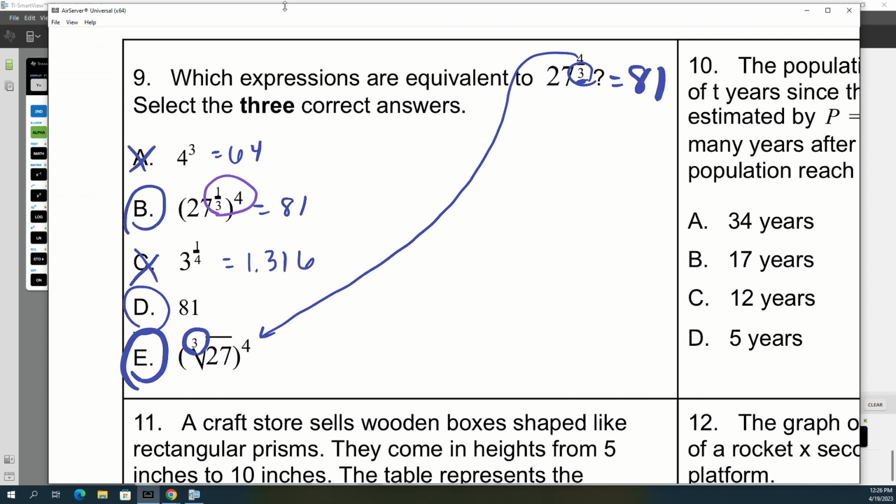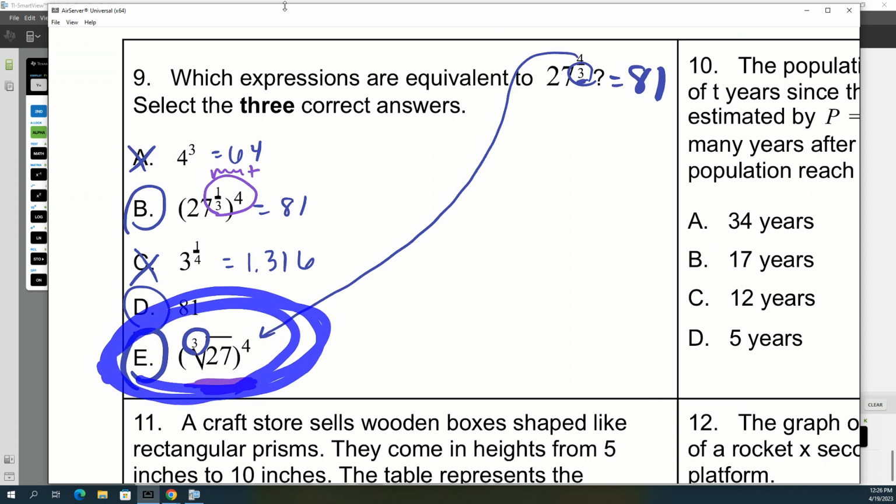This right here, if you multiply these exponents, you get 4/3. How are you supposed to do a 4/3 without a calculator? You'd have to understand what it meant, and you do the cube root of 27, which is 3, and then raise that to the fourth and get 81.